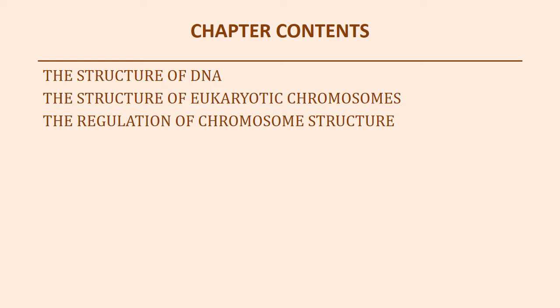And then we're going to go ahead and move on to taking our DNA and how do we convert that into a chromosome, and emphasizing on a eukaryotic chromosome. What do they look like? How many do we have? And then last but not least, we're going to take a look at the regulation of the chromosome structure.